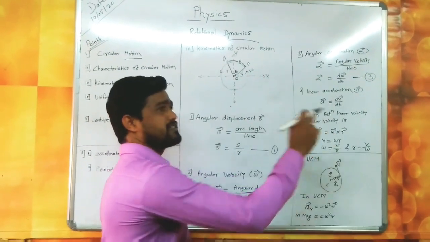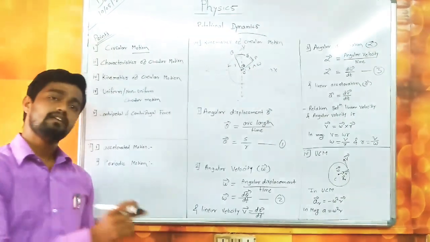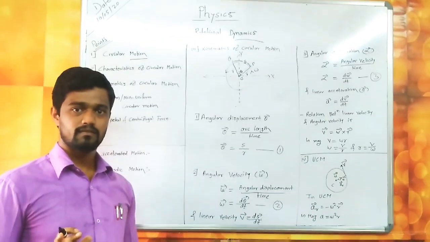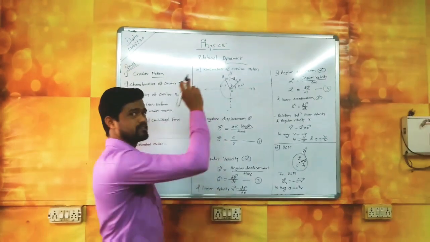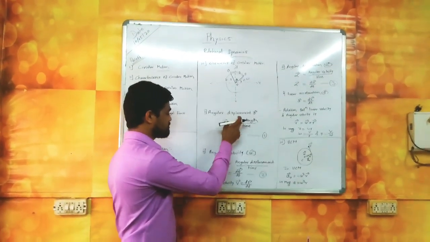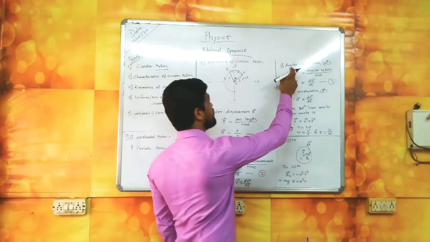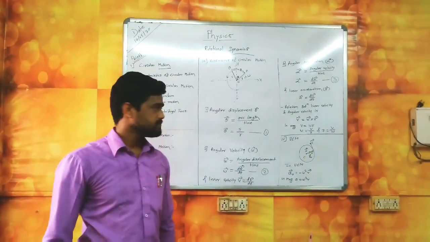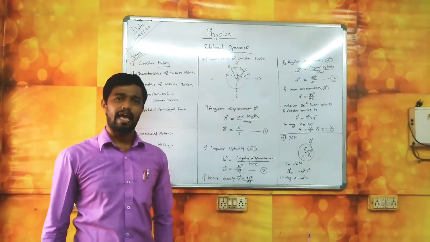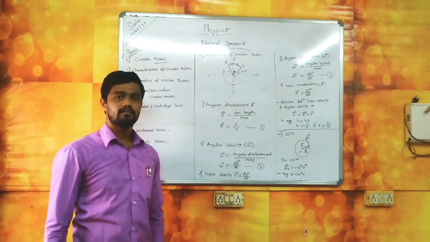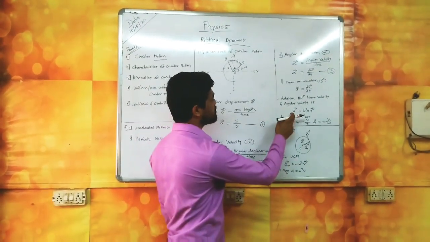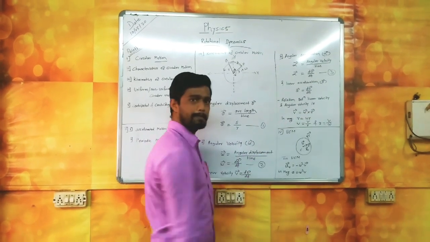Linear acceleration and linear velocity are in translational motion, and in rotational motion we are discussing angular displacement, angular velocity and angular acceleration. So next, relation between linear velocity and angular velocity. The relation in vector form is v bar is equal to omega bar cross r bar.